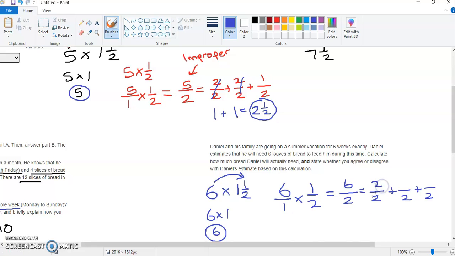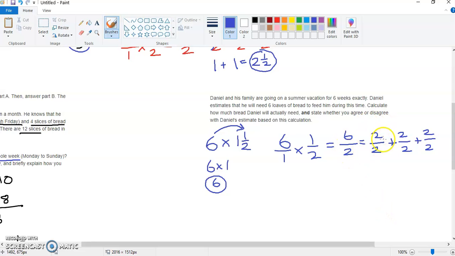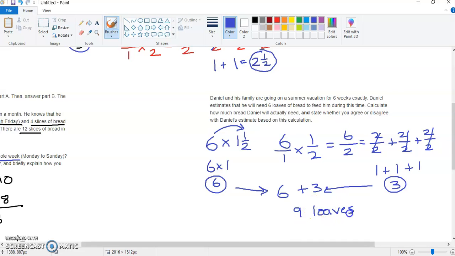My first whole fraction is 2 out of 2, so that's 1 whole. But I have to get to 6, so I'm going to add 2 more. 2 plus 2 is 4. I need 2 more to make 6. So what do we have? What's 6 divided by 2? Well, that's 1 whole, plus another whole fraction, plus another whole fraction. 1 plus 1 plus 1 is 3. So we're going to take the 6 loaves plus the other 3, and 6 plus 3 is 9. So Daniel will need 9 loaves of bread. He thinks he only needs 6, but he actually needs 9 loaves of bread if they go on vacation for 6 weeks.